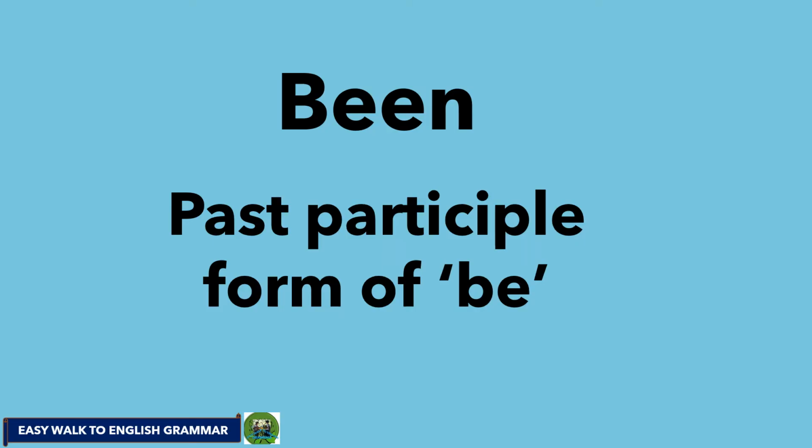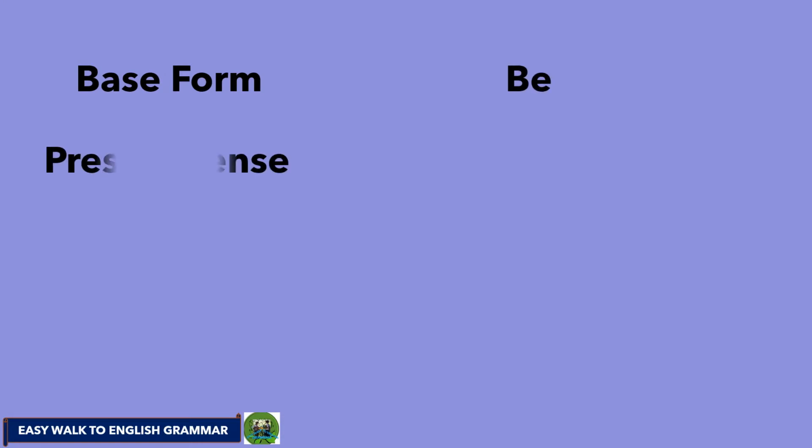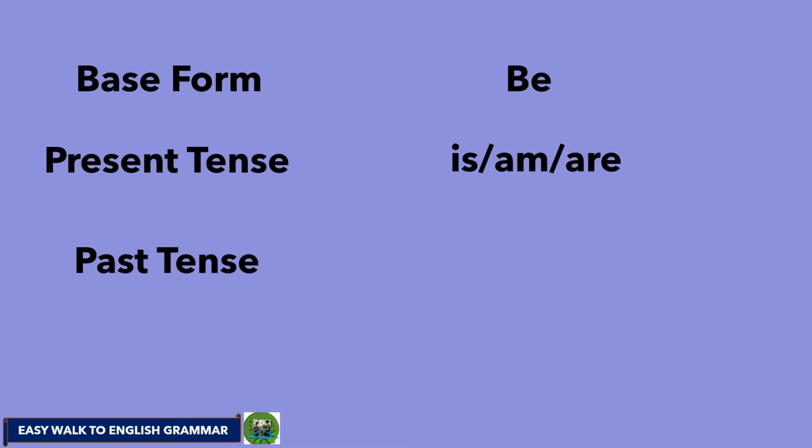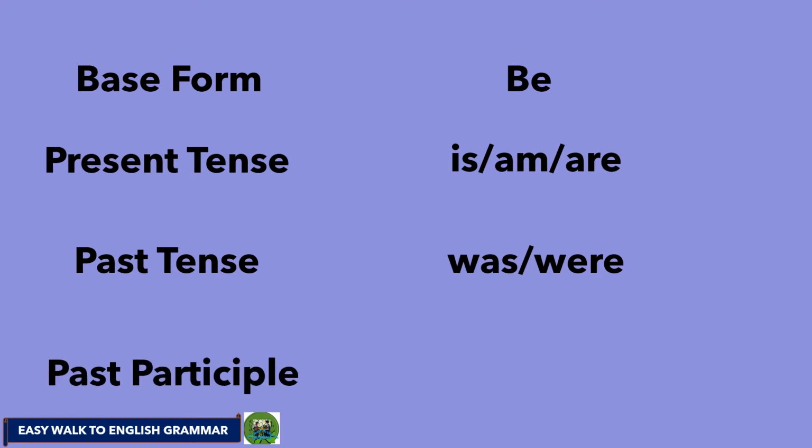The first and foremost thing that you need to know is that "been" is the past participle form of "be". For better clarification, we can deal with this matter in a little detail. The base form of "be" is "be" itself. The present tense forms of "be" are "is", "am", and "are". The past tense forms of "be" are "was" or "were". The past participle form of "be" is "been".